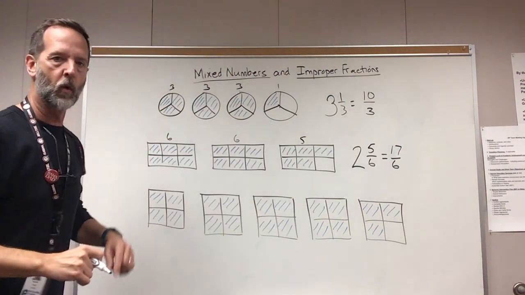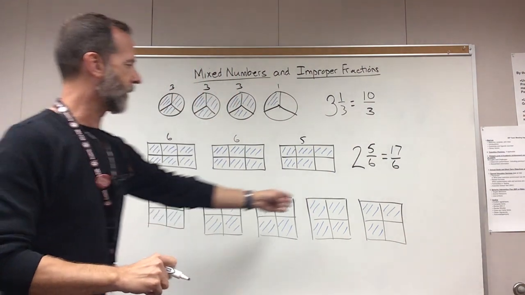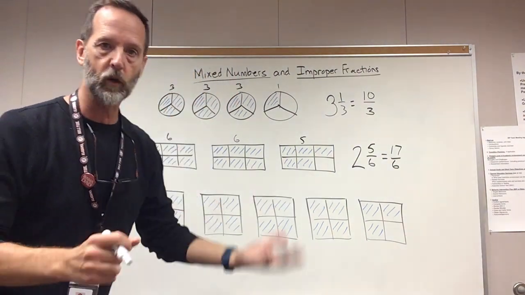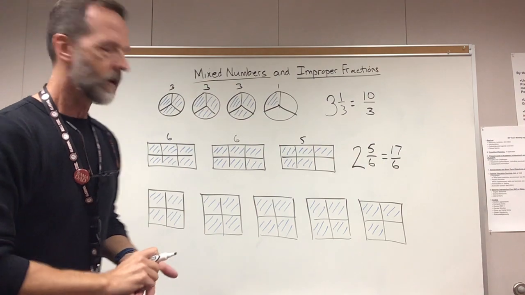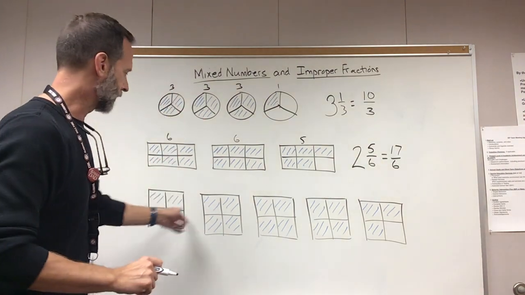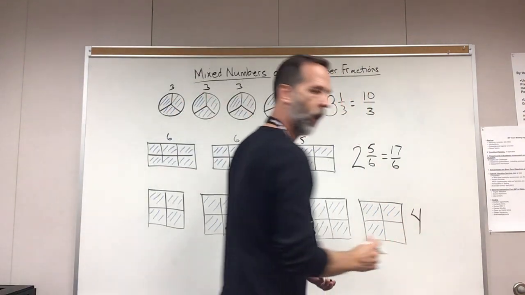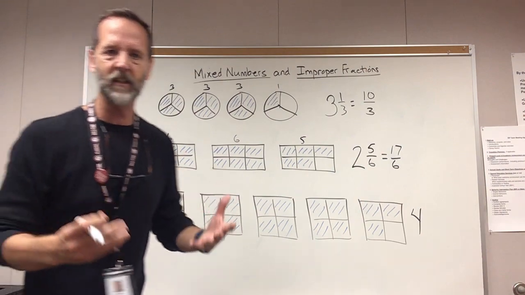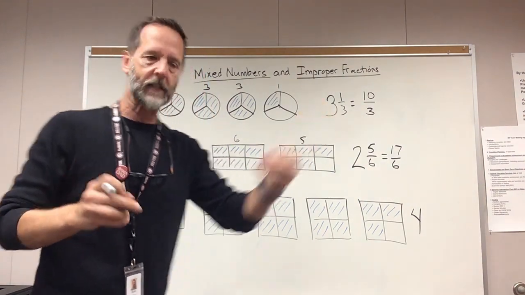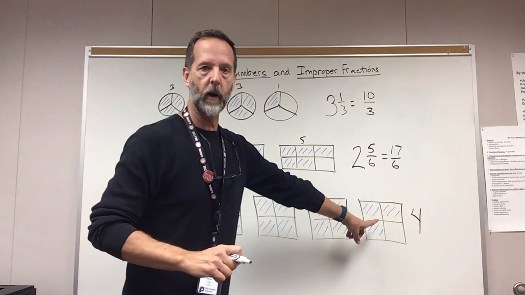All right, let's try it one more time. You see I have my squares here. I have a total of 5 squares. Are they all shaded? They're not, okay? How many are completely shaded? 4 of them. This one, this one, this one, and that one. So my whole number is 4. Remember, mixed number. Whole number, fraction. All right? Whole one, whole one, whole one, whole one, not quite whole.